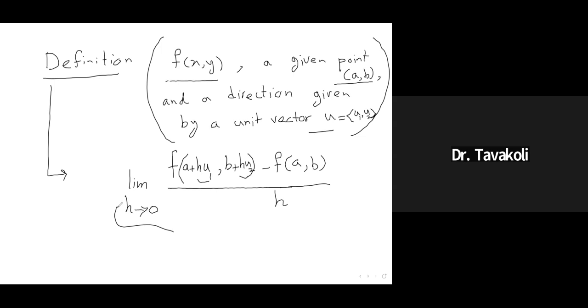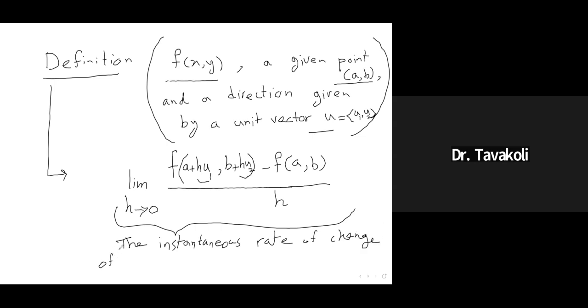So this is the instantaneous rate of change of f of x, y at the point (a, b) in the direction of the vector u.